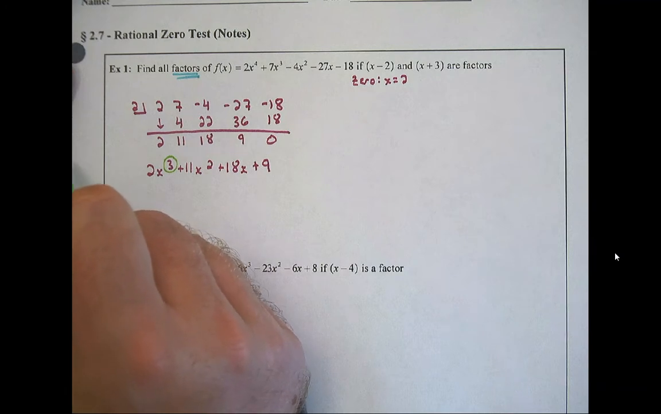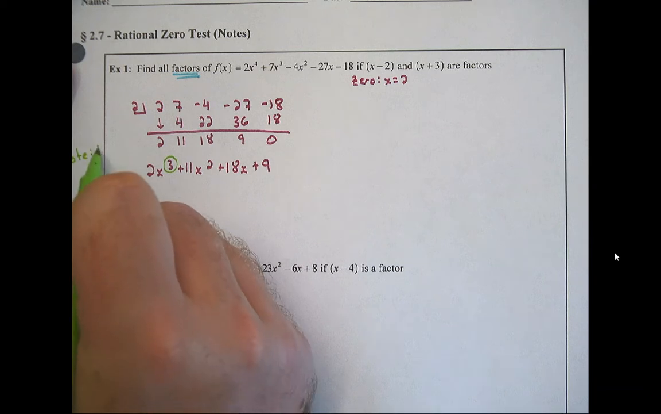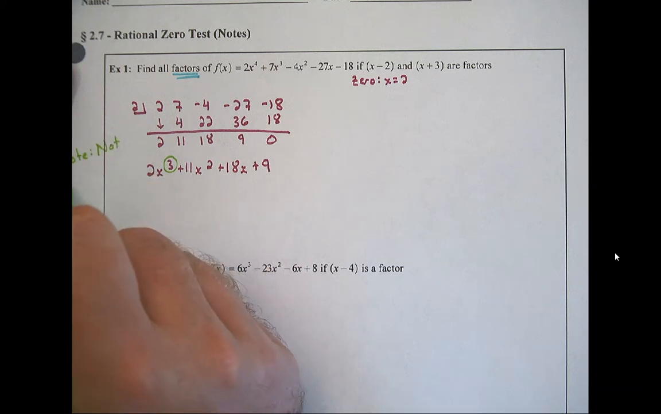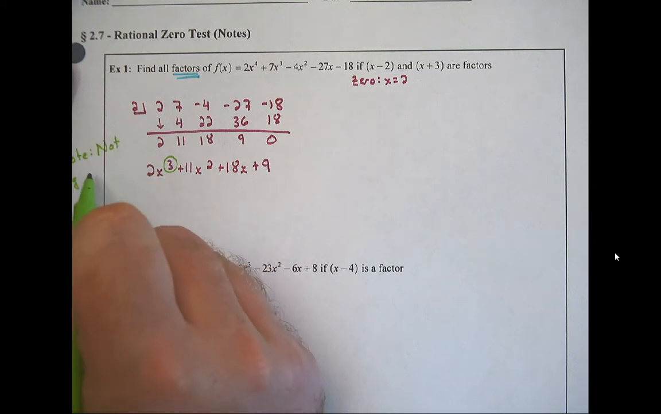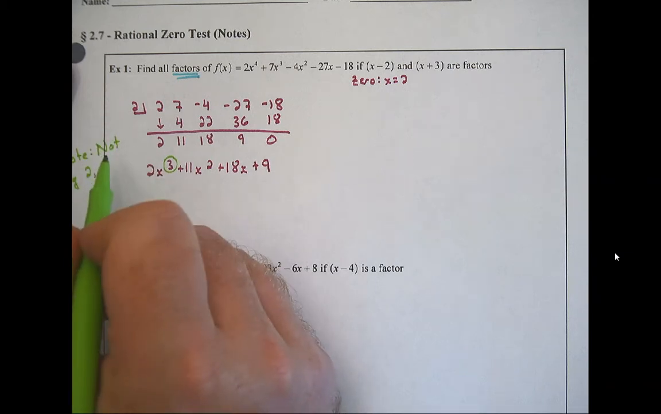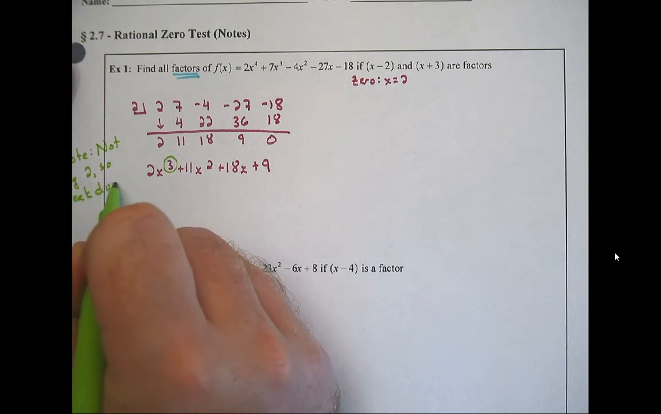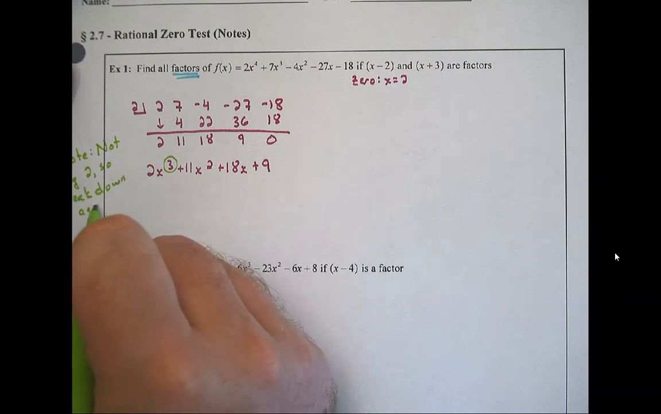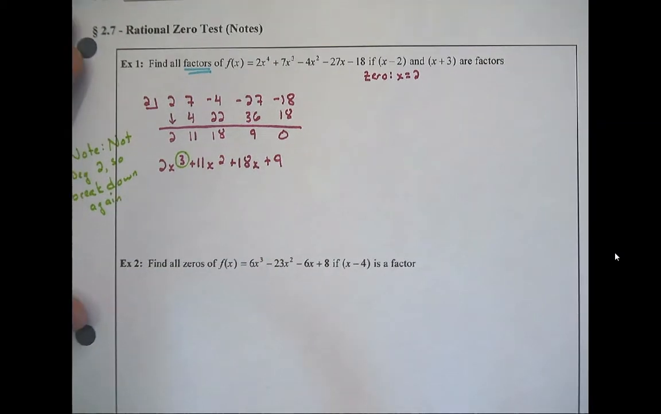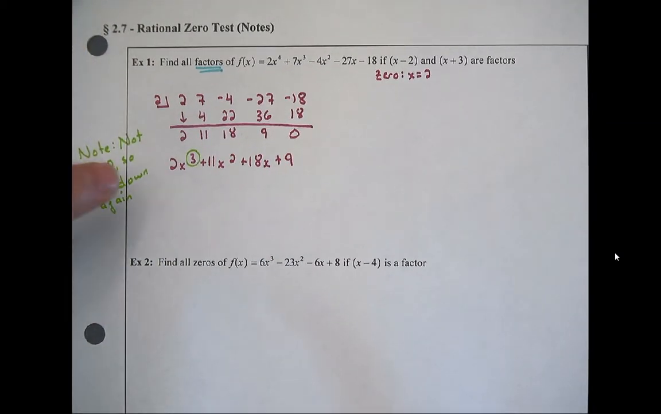So I want to say note, not degree 2. So break down again. My goal is to break this thing down, factor it into as many small pieces as I can.